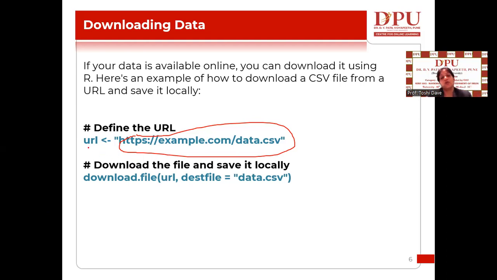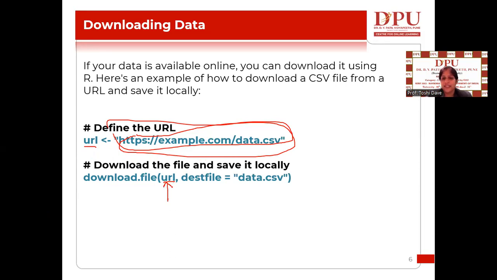Clear? Now, to download the file and save it on our local machine, we need to write the download.file function. Here we will pass the URL. If you have created this URL variable, only then you can use URL, or the complete path with double quotes can be written over here. Okay.